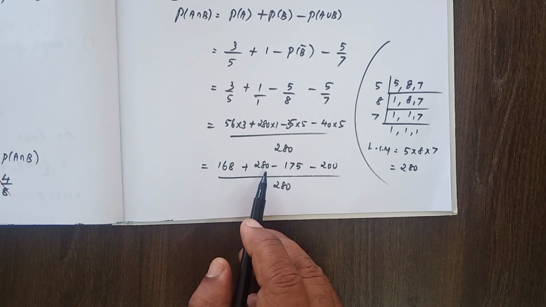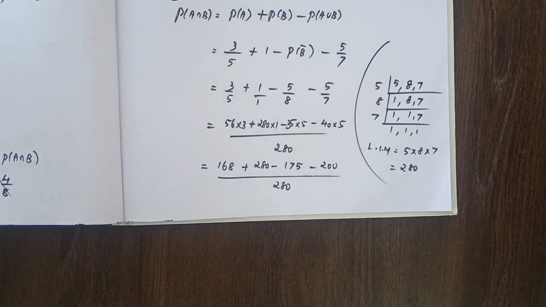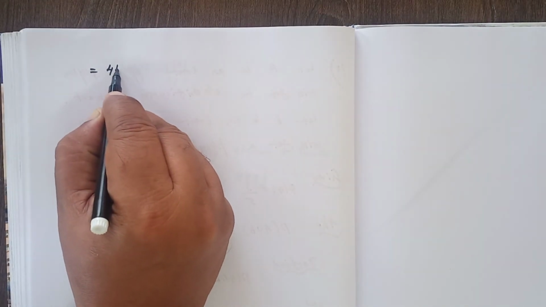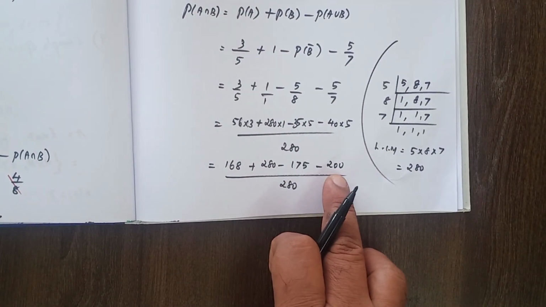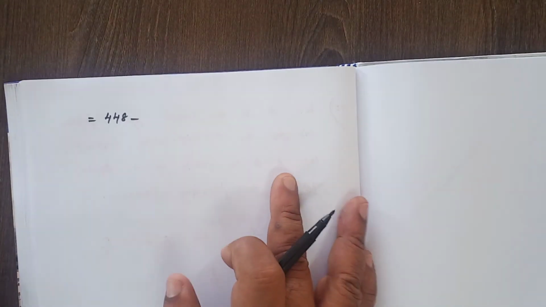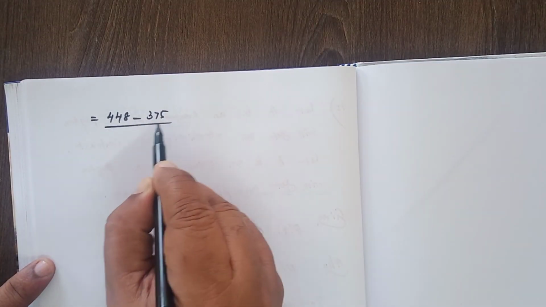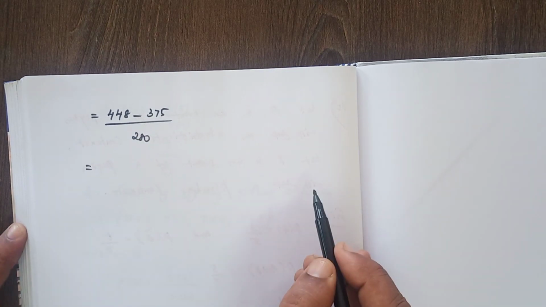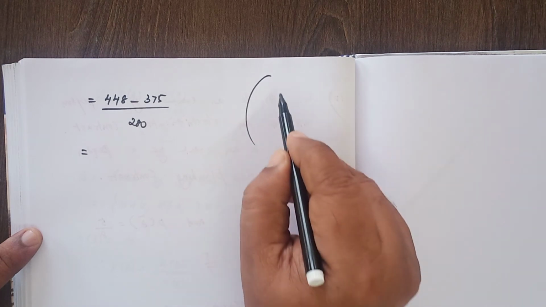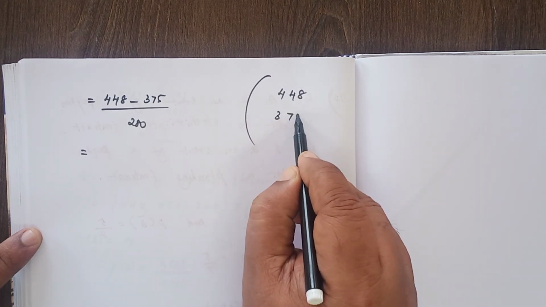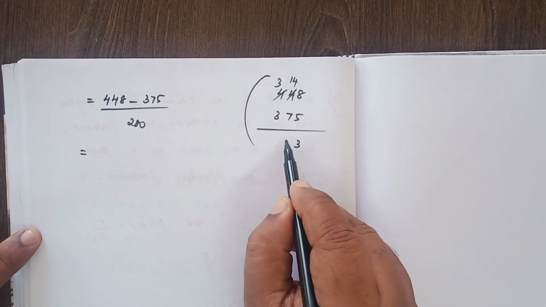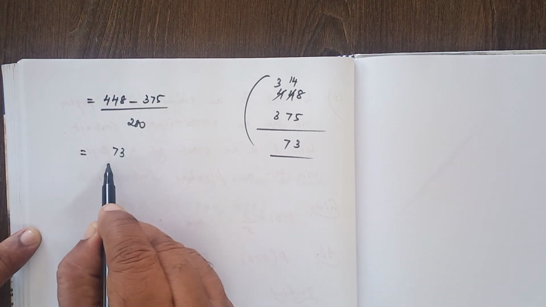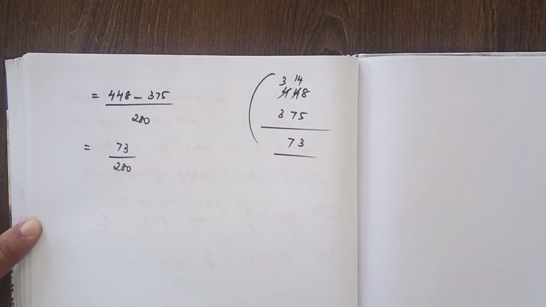Now 168 plus 280 is equal to 448. Right, here 448, minus 175, minus 200, minus 375, divided by 280. Then I have to subtract: 8 minus 5 is 3. Then you have to borrow, it will be 14. 14 minus 7 is 7. 3 minus 3 is 0. So 73, 73 divided by 280.